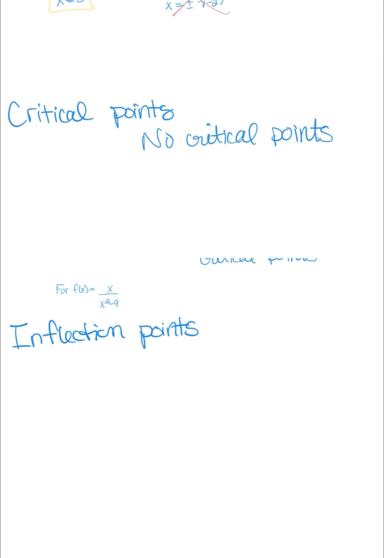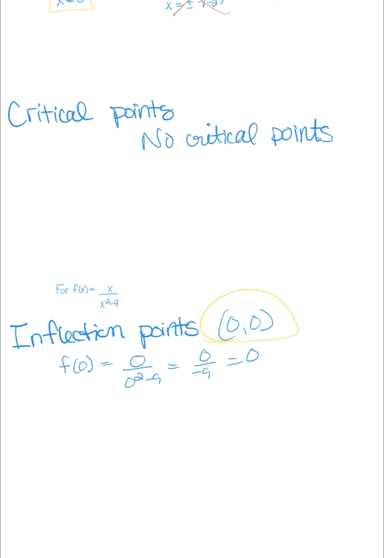So we have f of 0, because we're plugging in that inflection number. So we have 0 over 0 squared minus 9. Well, that's going to give us 0 over negative 9, which equals 0. So we have an inflection point at 0, 0.